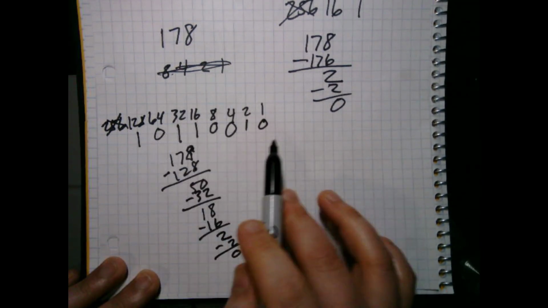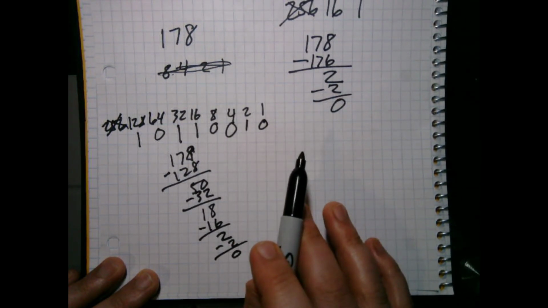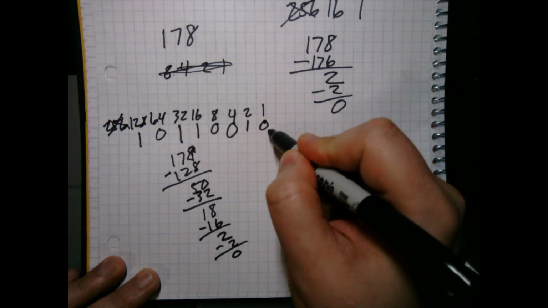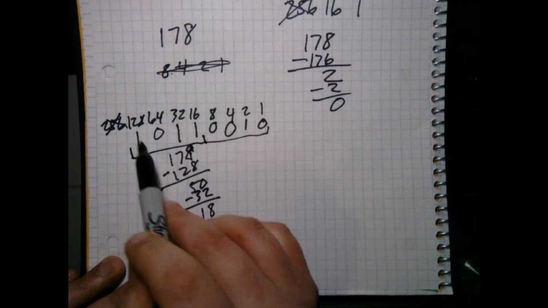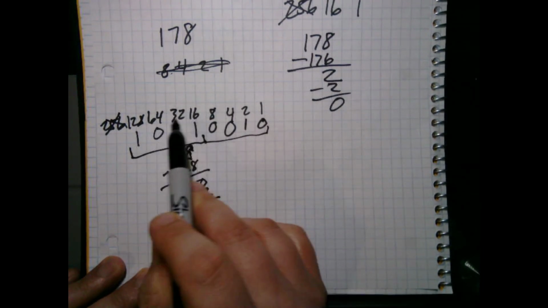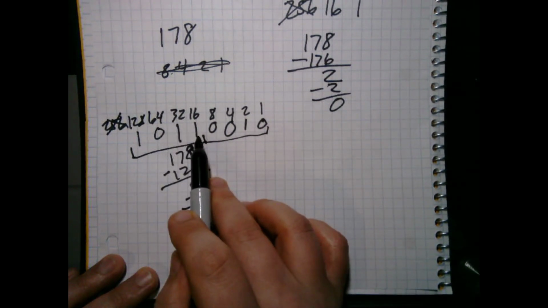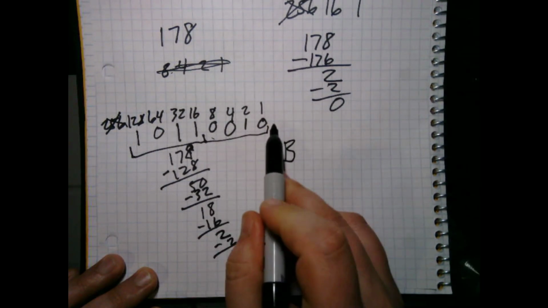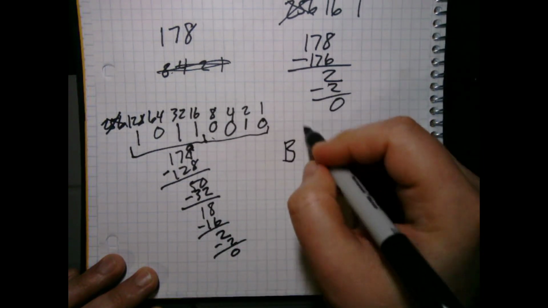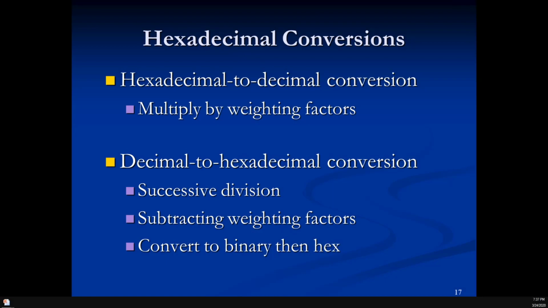So now that we have this binary number here, we can group everything in groups of 4, starting at the right. So we take this group here, and then this group here. This most significant group of bits is 8 plus 2 plus 1, which is 11, which is B in hex. And then this set is 0010, which is just a 2, and there's our hexadecimal number.